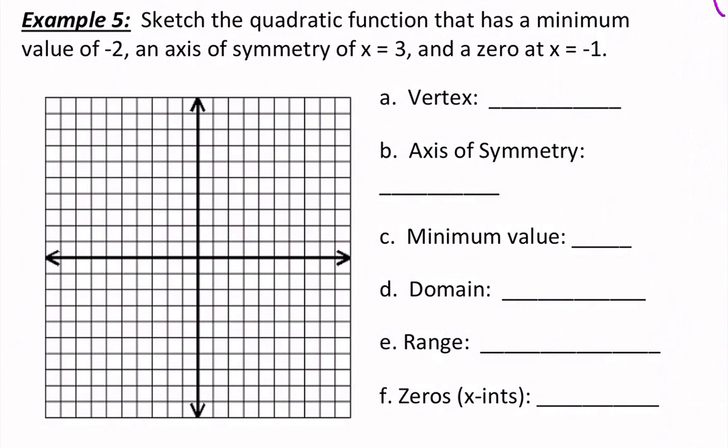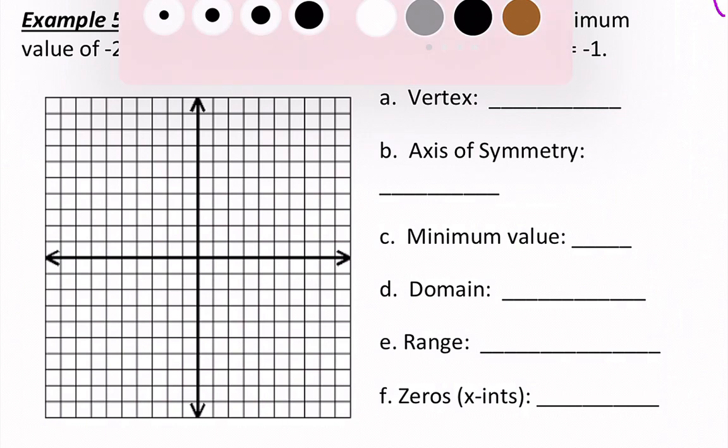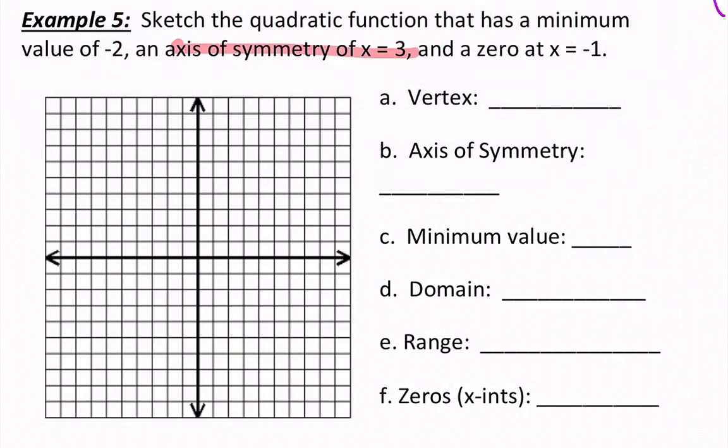Okay, on this one, it tells me that I have an axis of symmetry at x equals 3. That one's given. So I'm going to draw my axis of symmetry at x equals 3. So remember, this is going to be the line that's going to split my parabola in half.